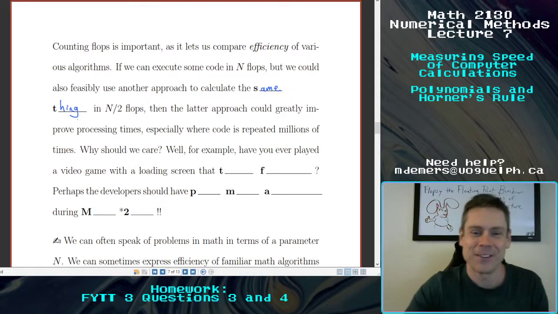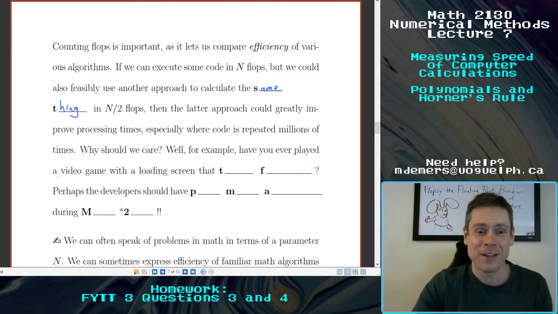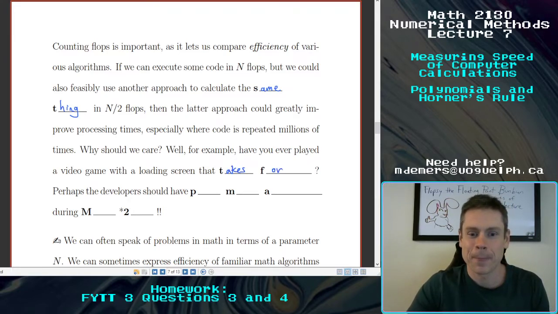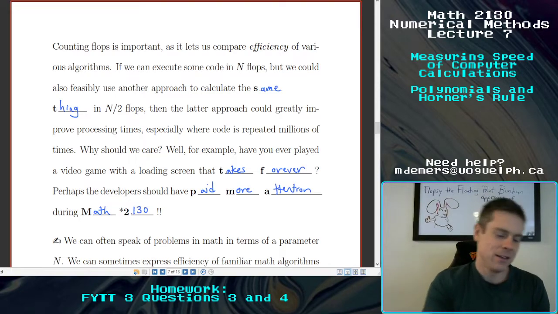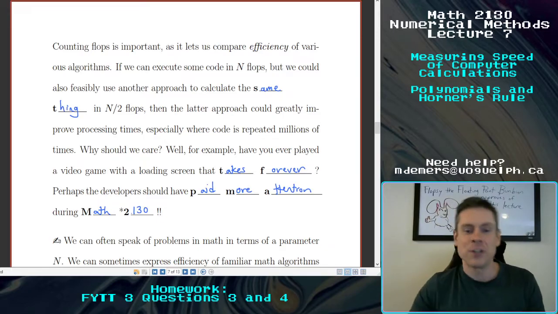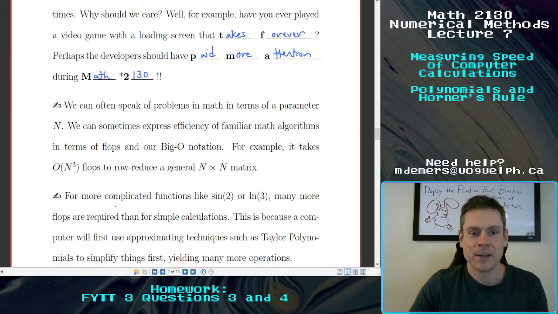So I forgot about this kind of joke sentence down here, but for example, have you ever played a video game with a loading screen that takes forever? Perhaps the developers should have paid more attention to math 2130, etc., right? You just want to make sure that you're designing things as efficiently as possible.